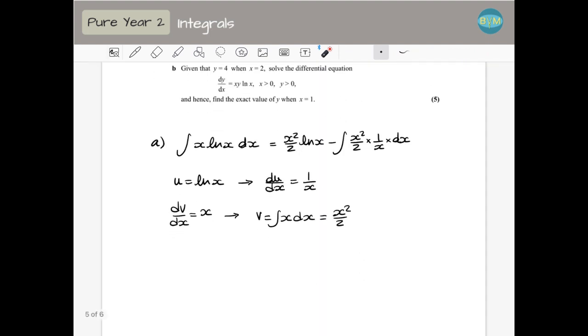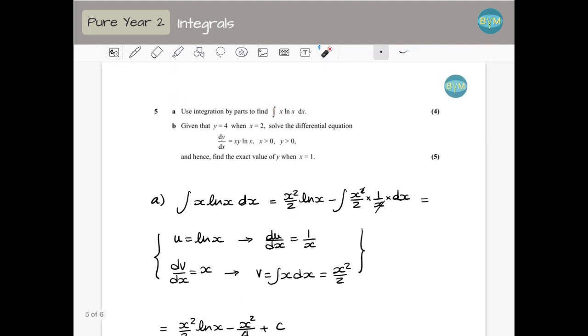Then I have to integrate this one, but this one is easy now because I can cancel this with the other one, and I have to integrate just x divided by 2. So this is equal to x squared divided by 2 ln x minus, and then I have x divided by 2 dx, so it's going to be x squared divided by 2 and twice, so I have 4, and plus my constant of integration. So this is the first part, this one.